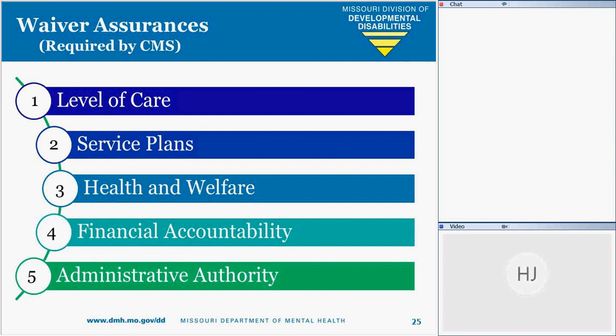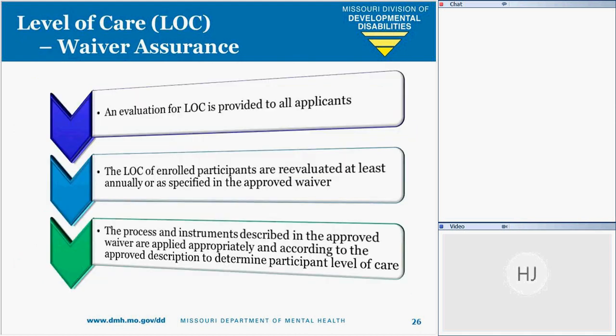So here are the waiver assurances that we have to meet: level of care, service plan, health and welfare, accountability, and then administrative authority. Level of care is that evaluation we talked about earlier that's provided to all applicants, and we repeat it on an annual basis to ensure that they're still appropriately needing the waiver, and we're figuring out what base level of care that they're needing.